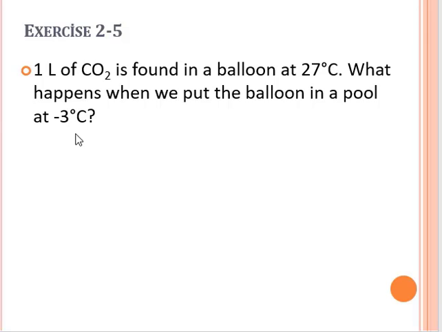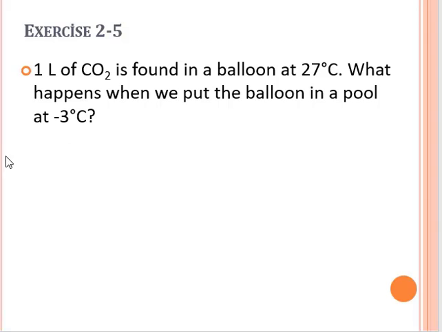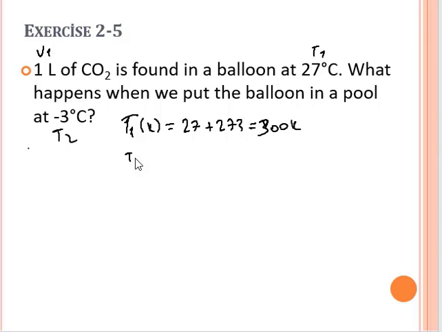Exercise 2.5. 1 liter of carbon dioxide gas is found in a balloon at 27 Celsius. What happens when we put the balloon in a pool at -3 Celsius? Firstly, we have to convert the temperatures from Celsius to Kelvin. T1, T2, and V1 are also given. We have to calculate V2. T1 in Kelvin is equal to 27 plus 273, which is equal to 300 Kelvin, and T2 is minus 3 plus 273, which is equal to 270 Kelvin.